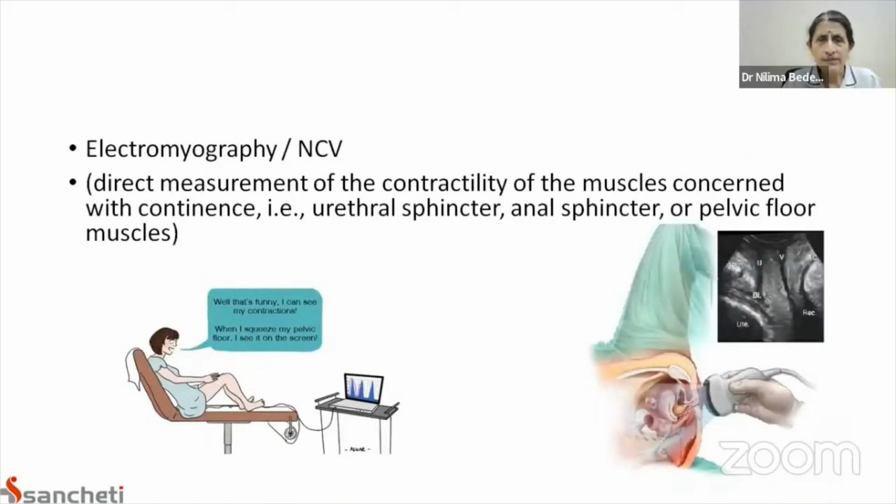Also being discussed are electromyography and the conduction velocity test, where there is a direct measurement of contractility of the muscles connected with continence: the urethral sphincter and the pelvic floor muscles. So there is only the EMG, which is not the needle here. It uses external electrodes, and the NCV is, of course, with surface electrodes. So surface electrode electromyography, or NCV, is studied for the pudendal nerve and checked for its condition.